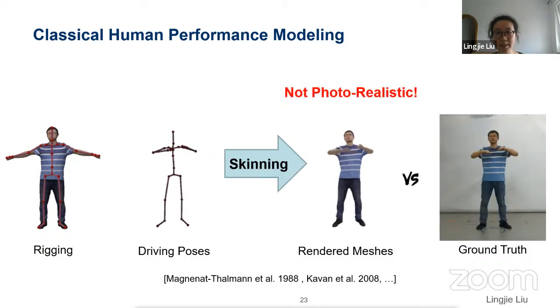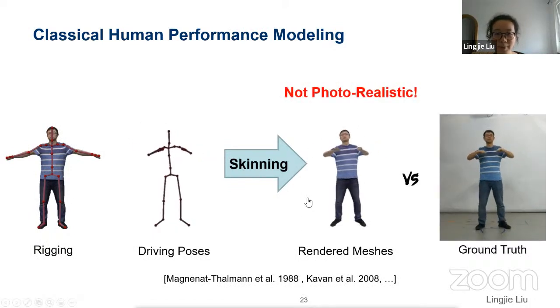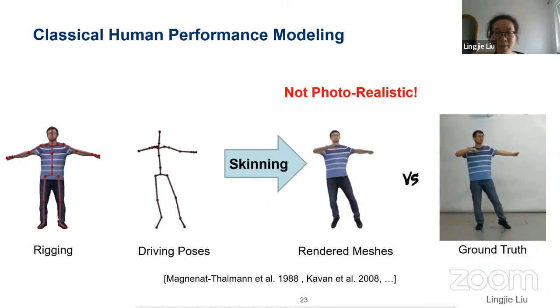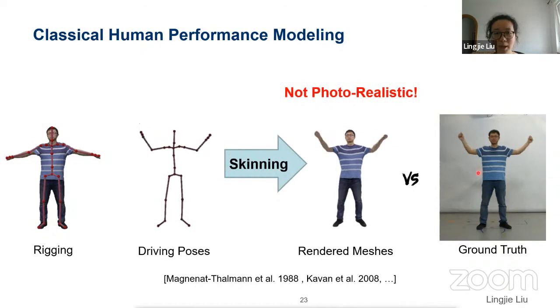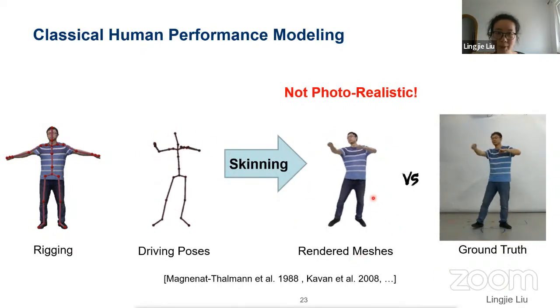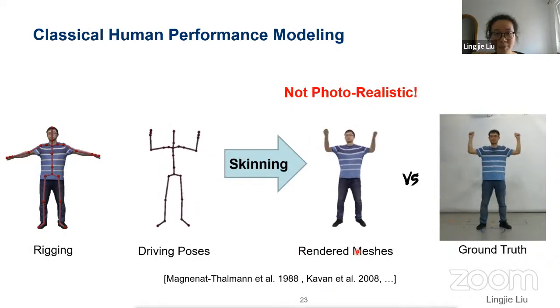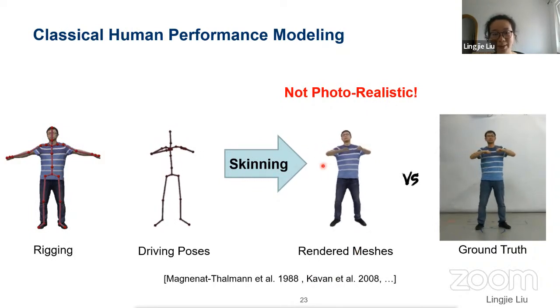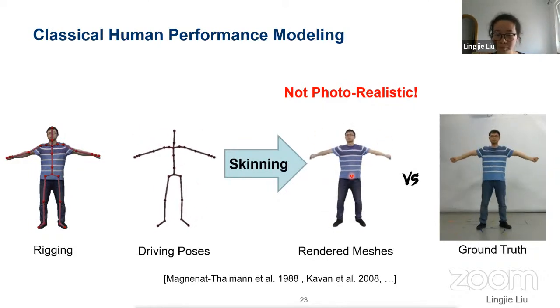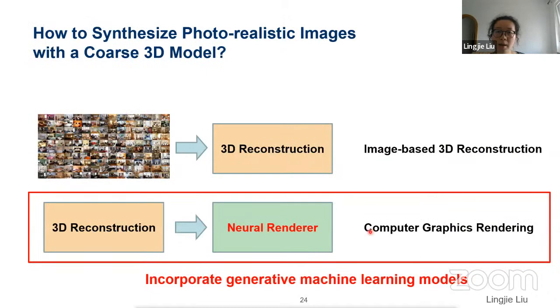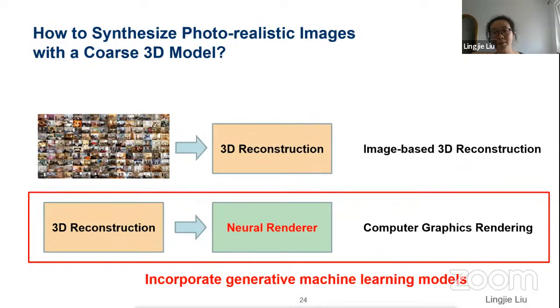But it's easy to see this rendering is not photorealistic compared with the ground truth images. You cannot see some dynamic wrinkles in this rendered result. And sometimes you observe some artifacts produced by scanning, for example, the bumps under this arm. One way to improve the rendering quality is to fuse classical computer graphics components with generative machine learning models.